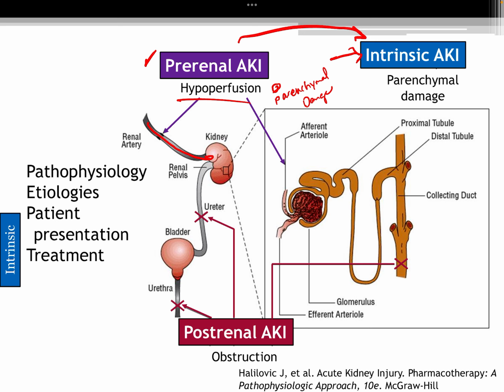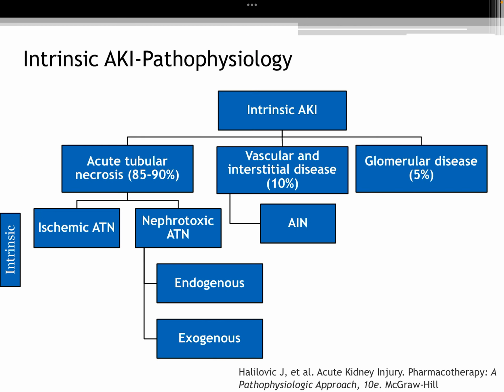When we talk about intrinsic AKIs, we're going to talk about the pathophysiology, the etiologies, meaning the causes, the patient presentation, and the treatment. Now, there are several different types of intrinsic AKIs. Most common is acute tubular necrosis, also known as ATN. Then you have vascular and interstitial disease, and then finally glomerular disease.